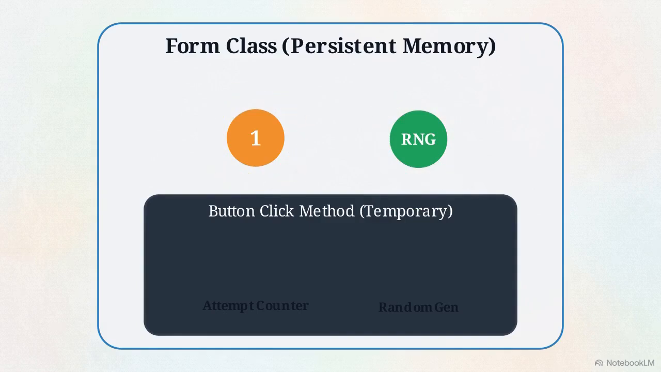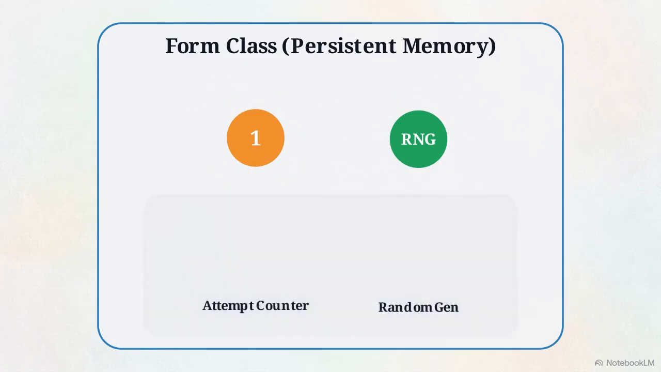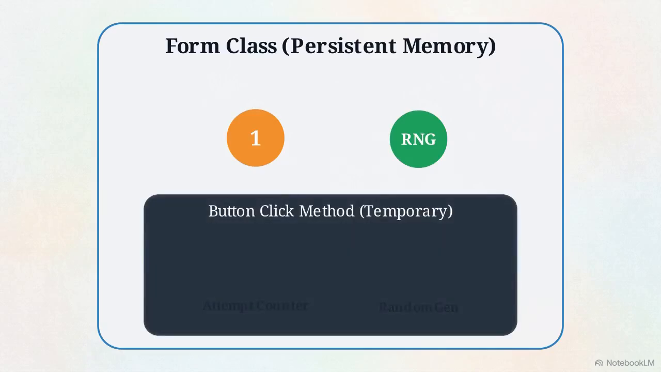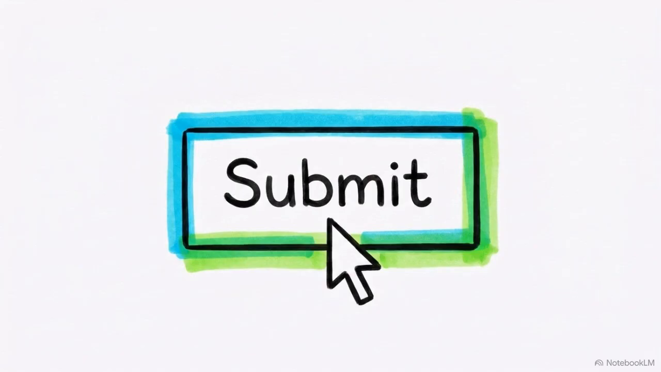Instead, declare these variables and your random number generator at the overarching class level to ensure they survive between clicks. Defining these state variables at the class level grants your application a stable memory that holds firm across every user interaction. Now we can wire up our button. Head back to the Visual Designer and double-click your Submit button to generate the Click Event Handler method.